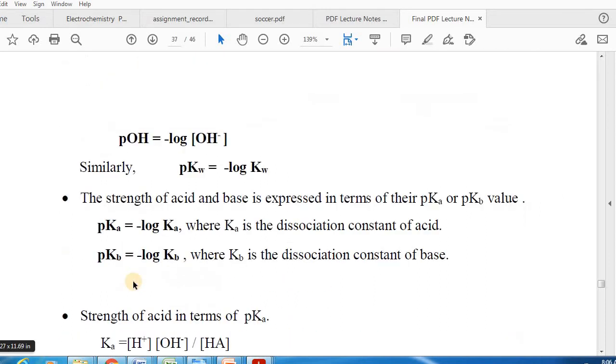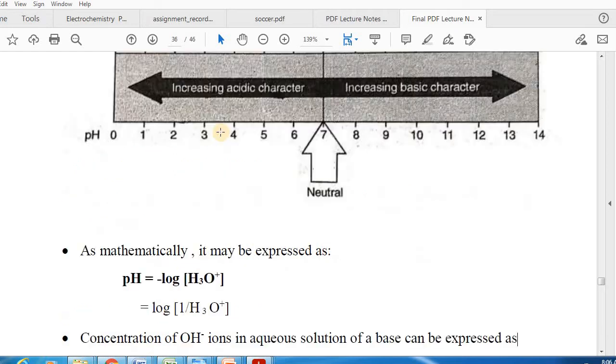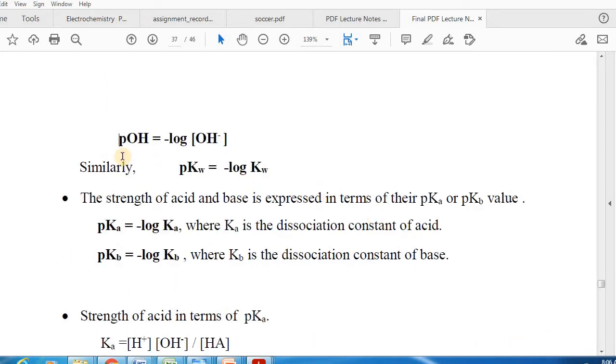Now mathematically, it may be expressed as minus logarithm of hydrogen ion concentration, or you can write log 1 by H3O plus concentration. Concentration of OH negative ion in the solution of a base can be expressed as pOH, that is given by negative logarithm of OH minus concentration. On similar lines, we can write pKw will be equal to negative logarithm of Kw, where Kw is the ionic product of water.